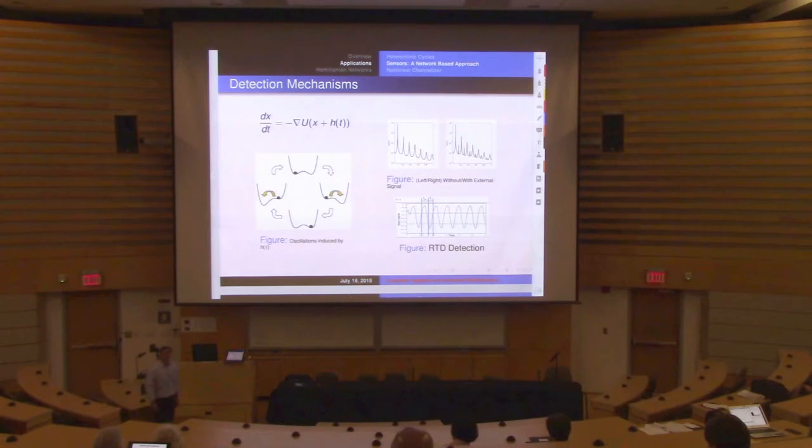So we came up with a different idea. And this is called the RTD, or residence times detection. So the idea was the following. We thought about it and said, well, how can we improve energy consumption?